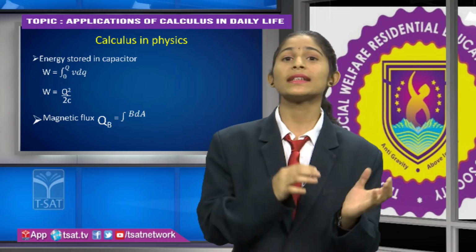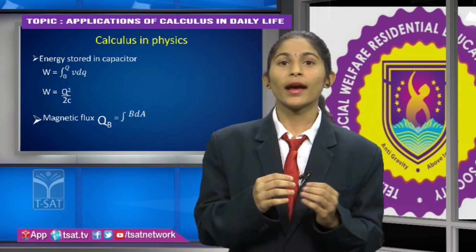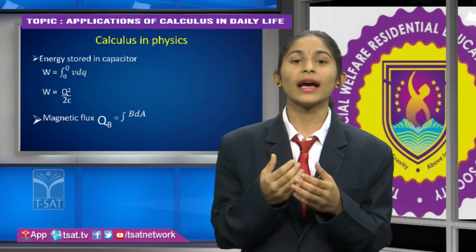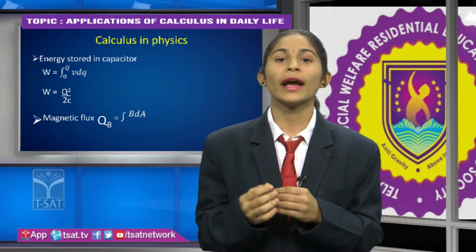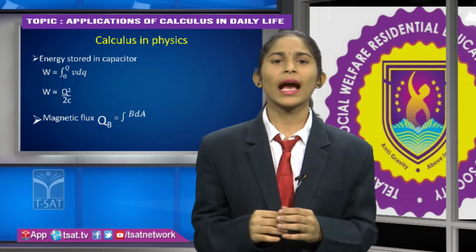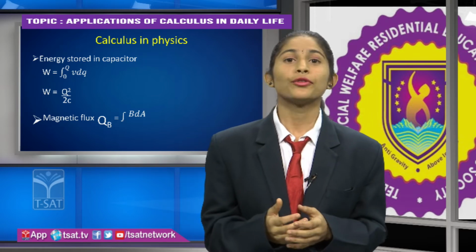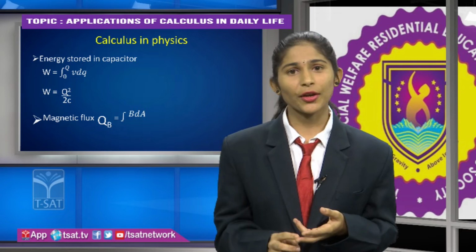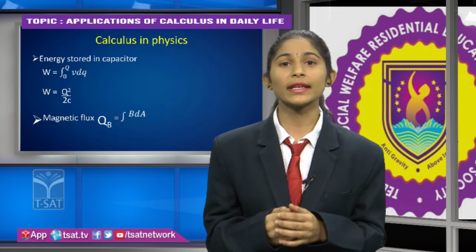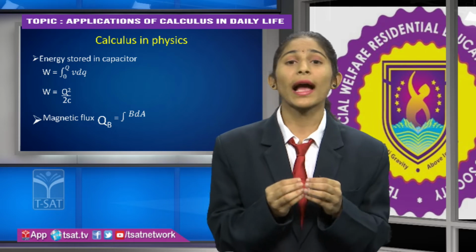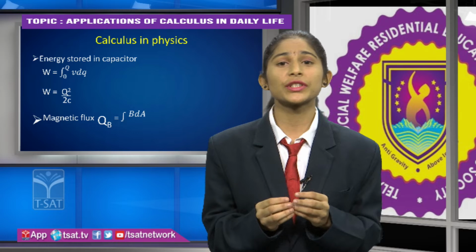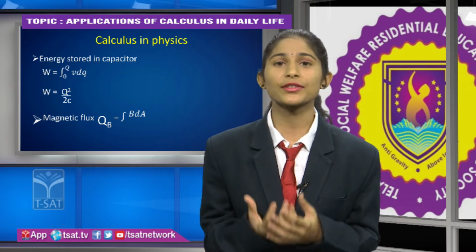And friends, what is the magnetic flux? To find the magnetic flux, we apply integration. That is, flux is equal to integral B dA. And in physics, calculus is very much needed to find the center of mass, center of gravity, and to understand electromagnetism, we use integrations. And to calculate the velocity and trajectory of an object, to predict the position of a planet, we use integration.